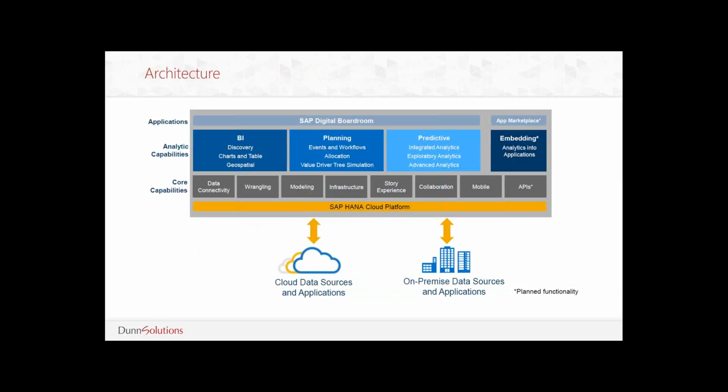And again, all within that tool, we have business intelligence, where we can discover our data, make charts and tables, and I'll show you in a few minutes what I really love, all the geospatial maps that are available. We also have planning, where we can set up events, allocations, and budgets, as well as predictive, so we can take all of our data, analyze it, and explore it to see what makes it do what it's doing today. And then lastly, we have the digital boardroom, which is all in this one tool, where we can really show off the Business Objects Cloud.